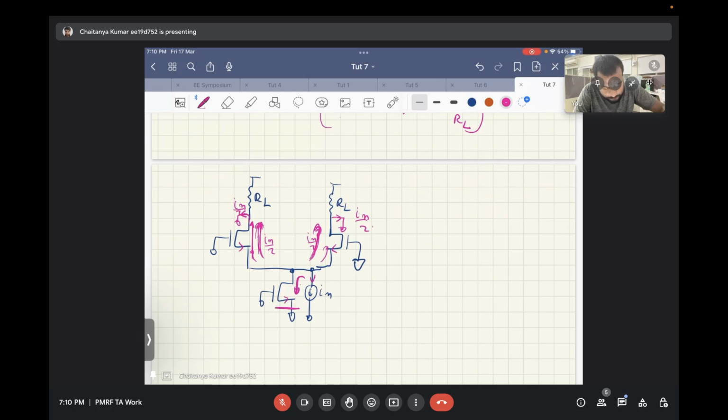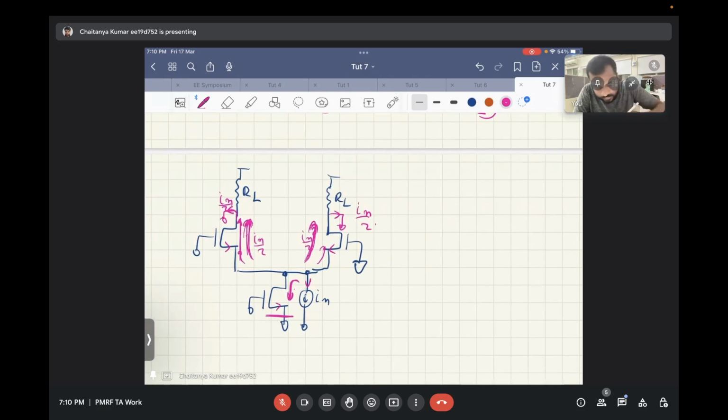Is this clear? Sir, after the transistor, I am not getting the IN by 2, IN by 2. Repeat this point again. Yes, sir. So this IN by 2 will flow through this transistor. There is no other path for this IN by 2 to flow. And then again, it has to divide either into RL or into this short circuit. Now, this is a short circuit, a zero impedance path, so all this IN by 2 will flow in this short circuit. Okay, sir. It is flowing through the short circuit, right?